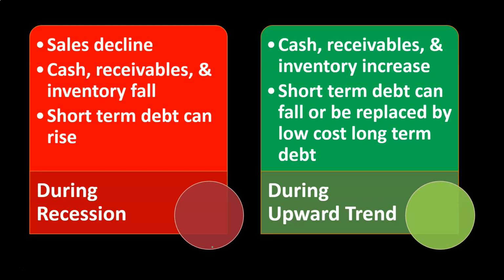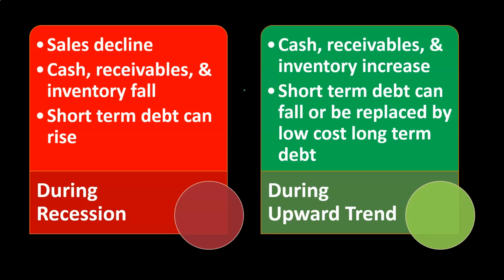So during an upward trend, if there's an upward trend in the market, things are going well. The cash, receivables, and inventory you would think would then increase. Obviously, cash would be going up. Receivables, the baseline would be going up because we would be making more sales at that time, increasing the receivables. We would be increasing the inventory in order to meet the higher level of sales that are taking place.